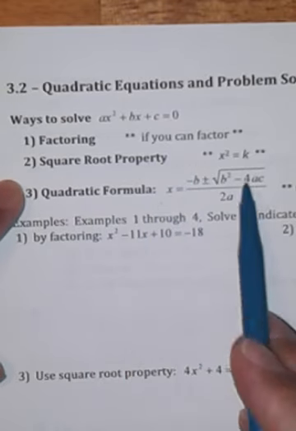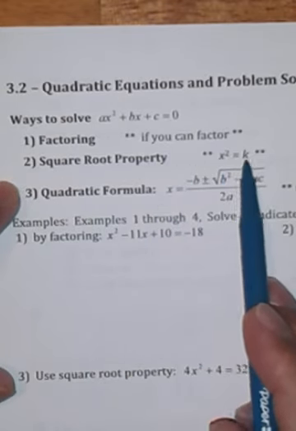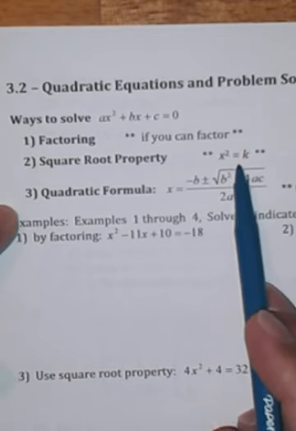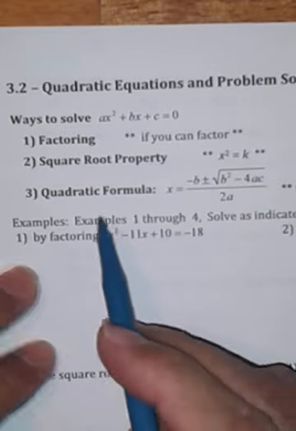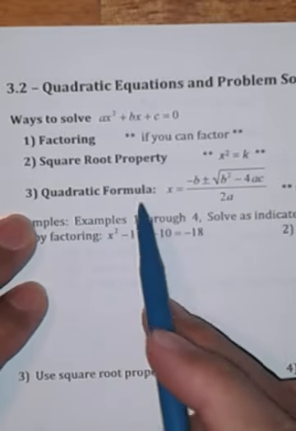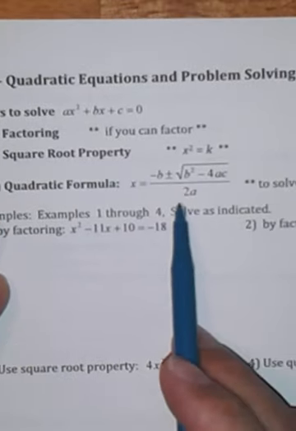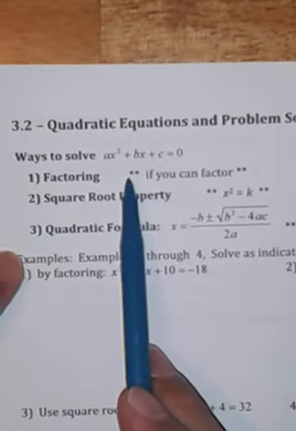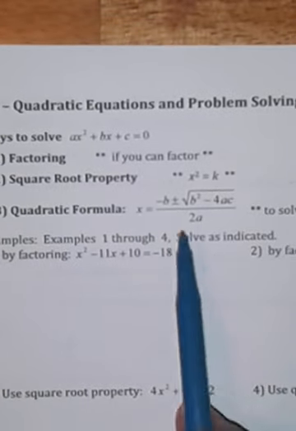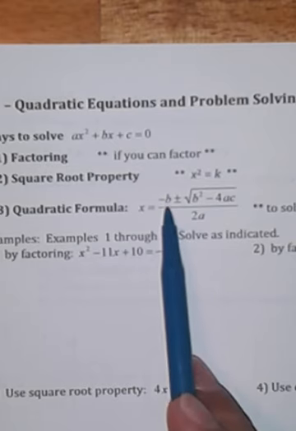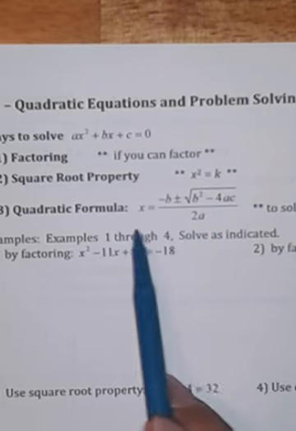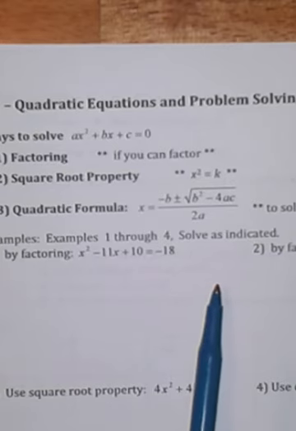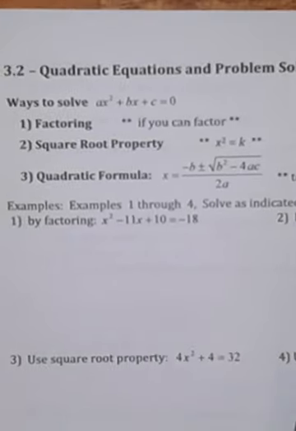There's the square root property, and that's if you can write the equation x squared equals k. That k is going to be some number. Okay, so like x squared equals 4, x squared equals 5, x squared equals 7, any number, right? Number 3, the quadratic formula, which you can use for any quadratic equation. You do want to write it ax squared plus bx plus c equals 0, and then from there you take your a and your b and your c and you plug them into the formula and you get whatever solution you get.